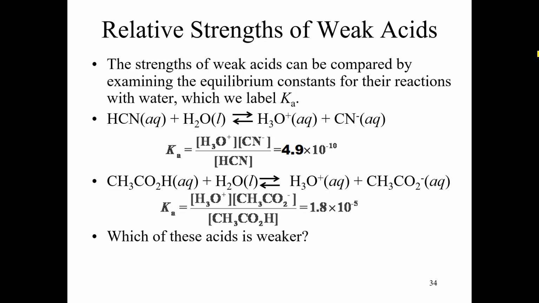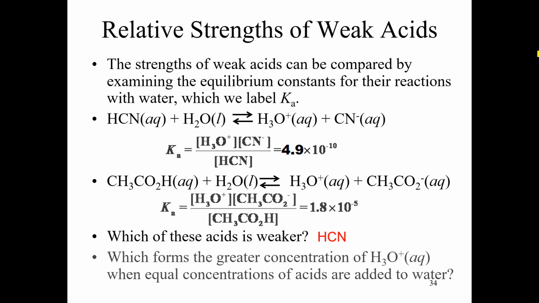Okay, the one that has the smaller value of Ka. Sometimes with expressions in scientific notation with negative exponents, students get confused. Remember, the more negative an exponent is, the smaller it makes that value, right? Because it means the more spaces you've had to move the decimal point to the left. So effectively, HCN is the weaker acid because it has the lower value of Ka.